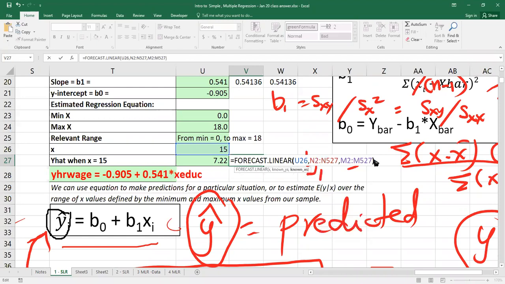Okay, so you can also use this function, forecast dot linear. Okay, so your X value is 15, and then your known Y is N22 and 527, and this is your known X. Okay, so when we perform this, it's exactly the same, guys. I can increase the decimal place. So pareho.